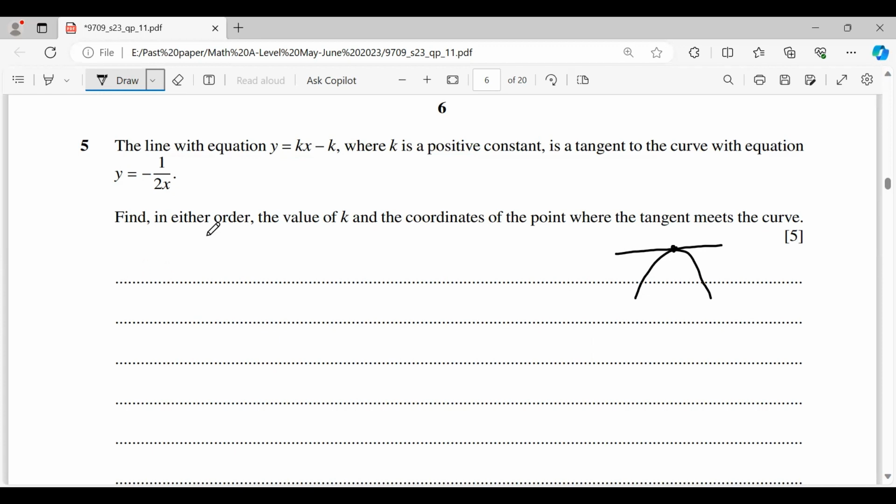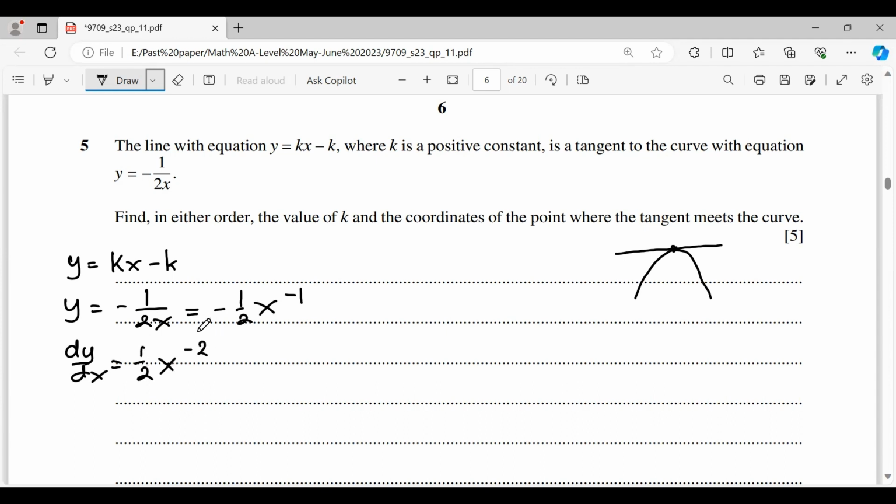I'm going to start with this equation, y equals kx minus k, and y equals negative 1 over 2x, or it is negative half x power negative 1. I'm going to find the derivative of this function. dy dx equals negative 1 times negative half, equals half x power negative 2. So this is k, k equals the first derivative of this one. I forgot to substitute these values into this equation.